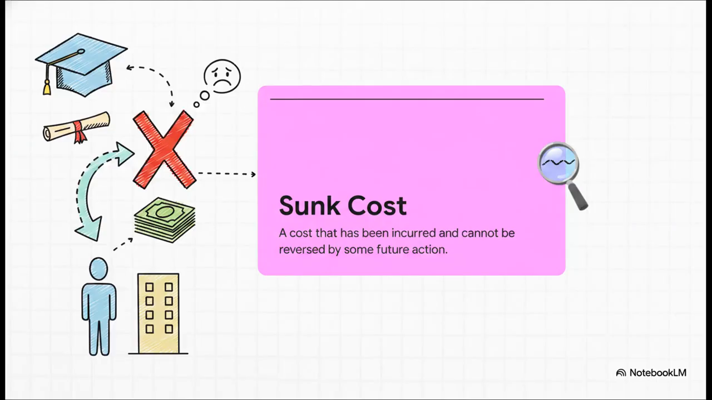First up is the ultimate distraction, the sunk cost. This is a cost that has already been incurred. You've paid it, and it absolutely cannot be reversed by anything you do in the future. Think about college tuition you've already paid for a class. If you're suddenly deciding whether to drop that class and take a job instead, well, that tuition money is gone. Even if you drop the class today, you aren't getting a refund. Because that cost literally doesn't change based on your future decisions, it's entirely irrelevant. You just have to ignore it, no matter how much it hurts to look at.